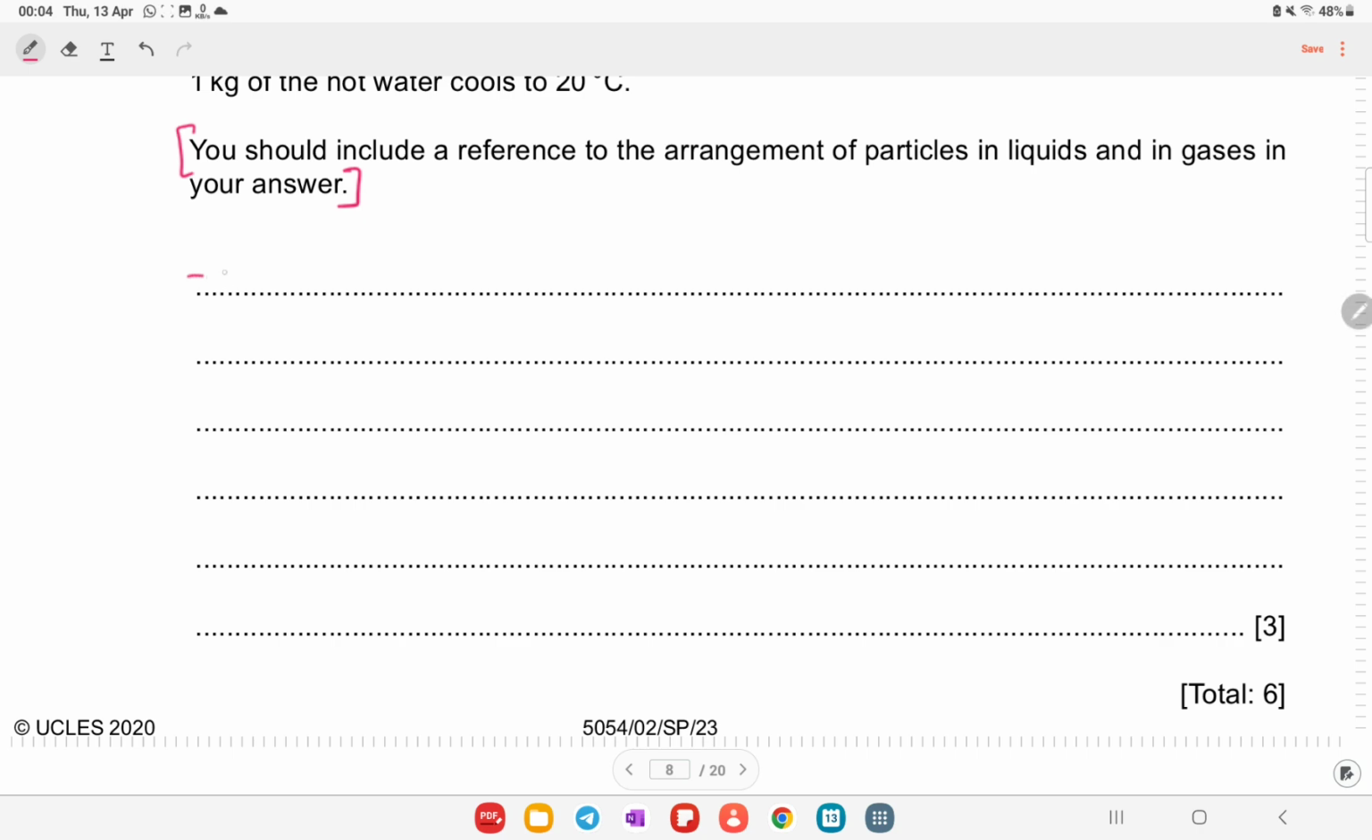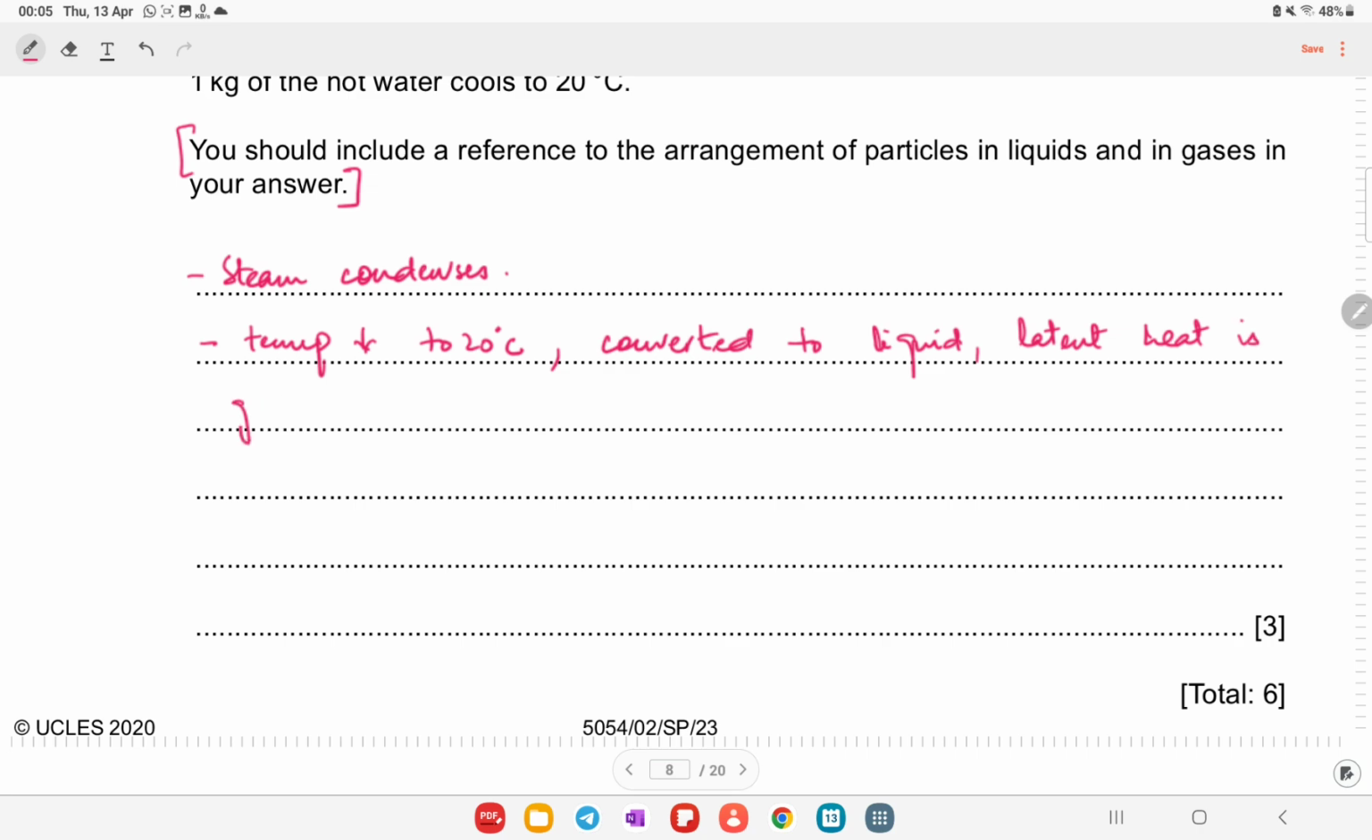So what will happen first is that the steam is going to condense. Then the temperature of the steam will decrease to 20 degrees Celsius, and it is converted into liquid. Latent heat is going to be given out. Heat is given out.